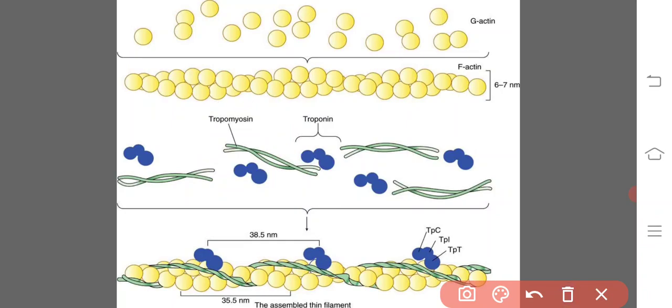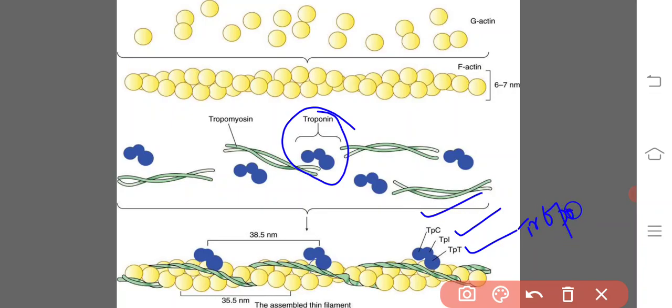If we come to the troponin, it has three subunits: troponin T, troponin C, and troponin I. Troponin T binds to the tropomyosin, troponin C binds to the calcium ions, and troponin I, whenever necessary, inhibits the contraction. Troponin I is the inhibitory subunit.